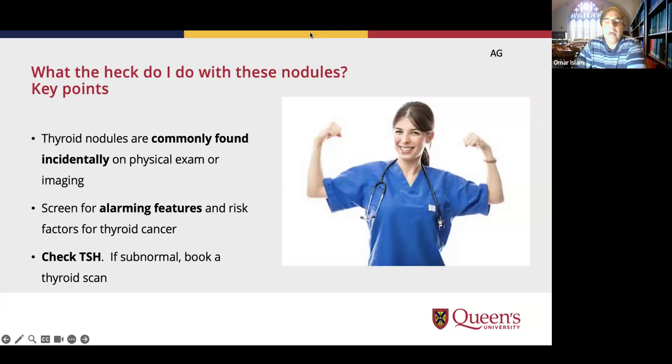Number one, they're commonly found, and incidentally found, in a great majority of patients on physical exam or on imaging. It's important to screen for those alarming features that Dr. Houlden mentioned and risk factors. Check the TSH if you see a nodule that seems high risk. If the TSH is subnormal, book a thyroid scan.